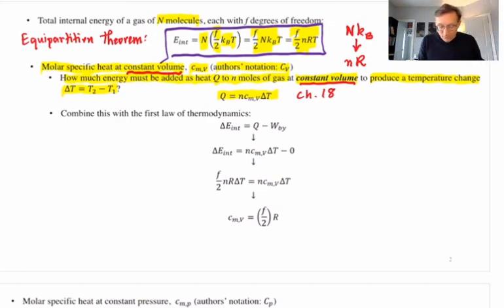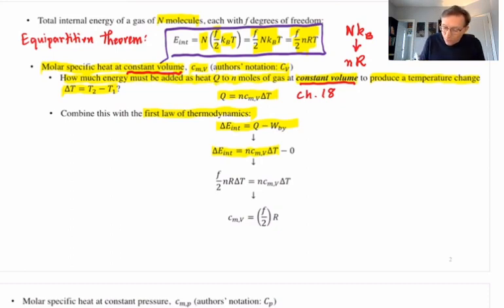All right, we're going to insert that expression into the first law of thermodynamics. Here's the first law. The internal energy change of any system is equal to the energy from heat minus the work done by the system. Q minus W by. And now we substitute for the Q, and we get this expression right there. So far, delta E internal equals n c_mv delta T.